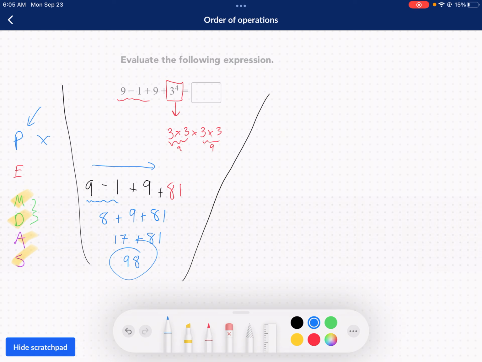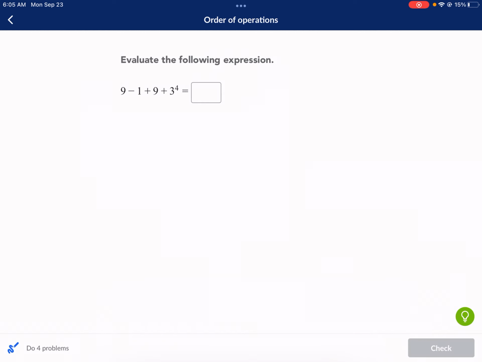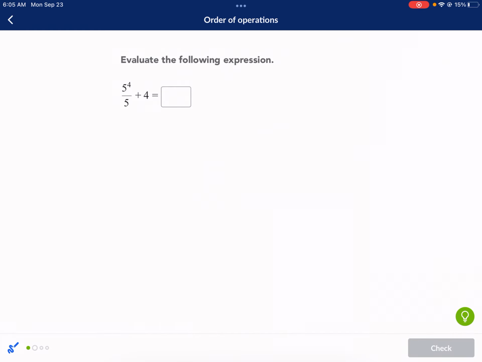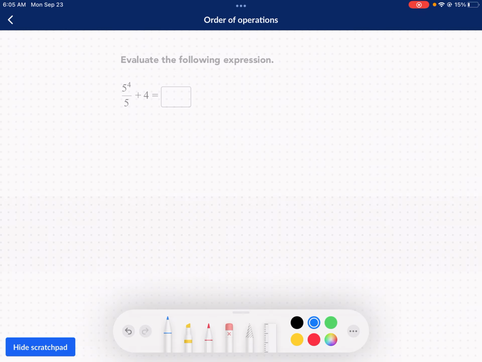That's the whole process, okay? So I'm going to go ahead and type 98, and we're going to apply the same procedure to all these problems that we're about to do. Okay, this one looks a little bit different, but I assure you it's not. So we're going to do the same thing. Are there parentheses? No. Are there exponents? Yes. This is a big one.